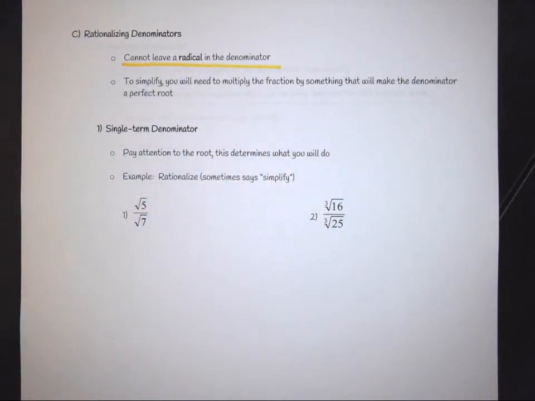Okay, welcome back to some more fun-filled math. In this video, we are going to talk specifically about rationalizing denominators.